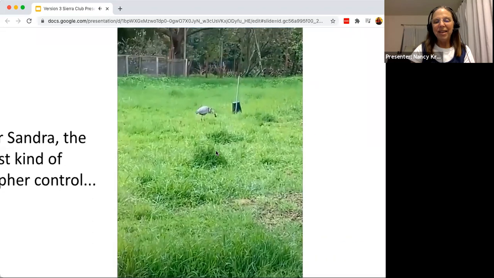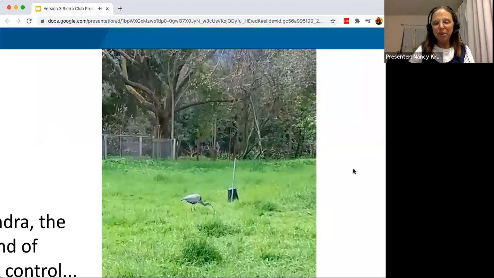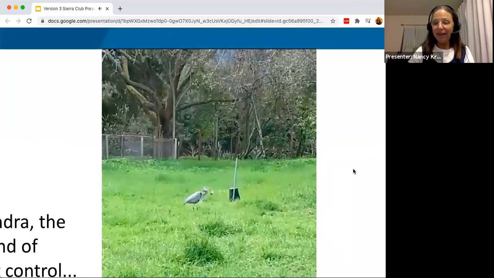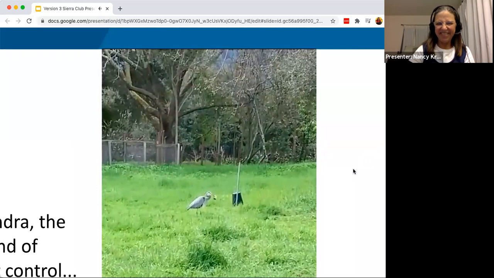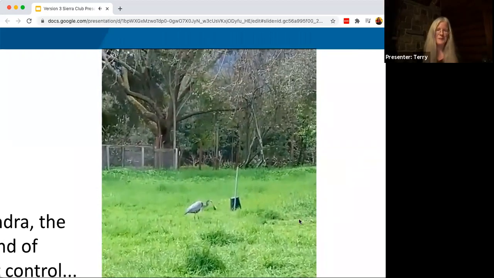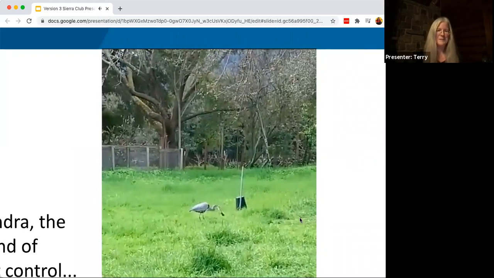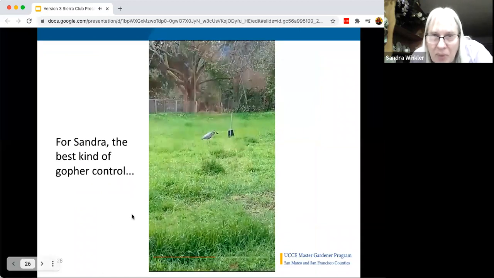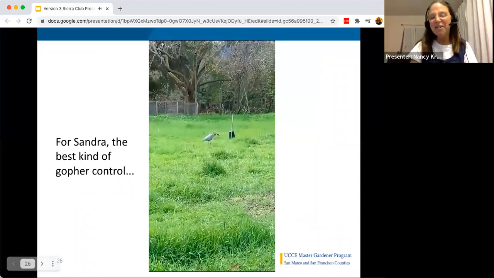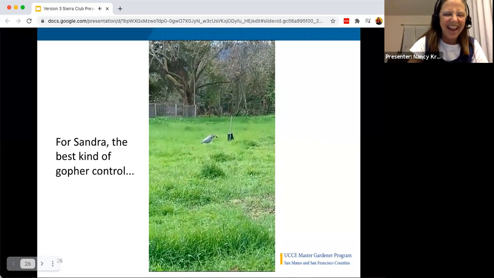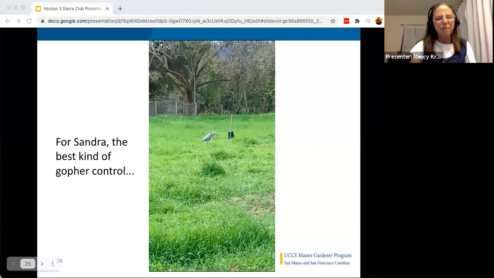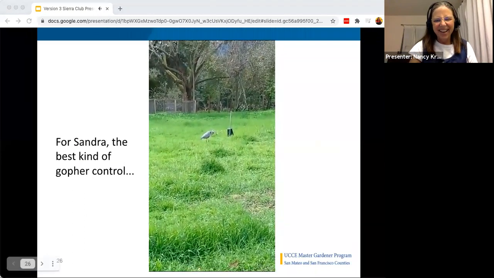If you can see that, that's a great blue heron eating a gopher. Okay, so how do I attract a great blue heron? I don't know, but I had to show this to you, and I figured everybody else would appreciate it as well.